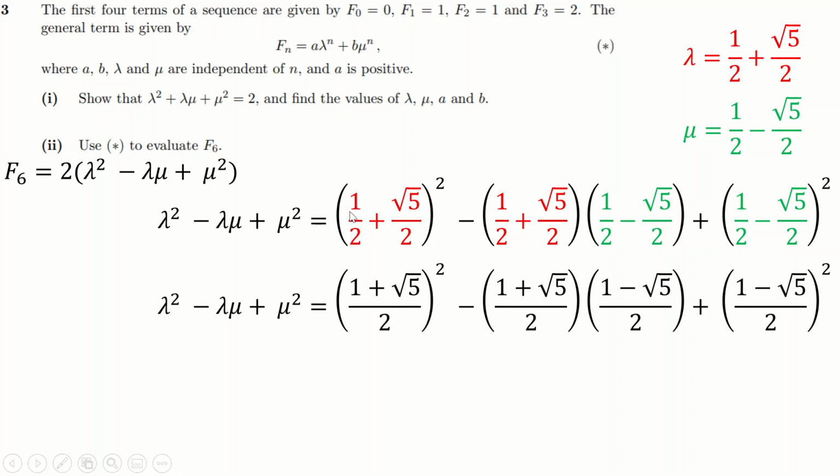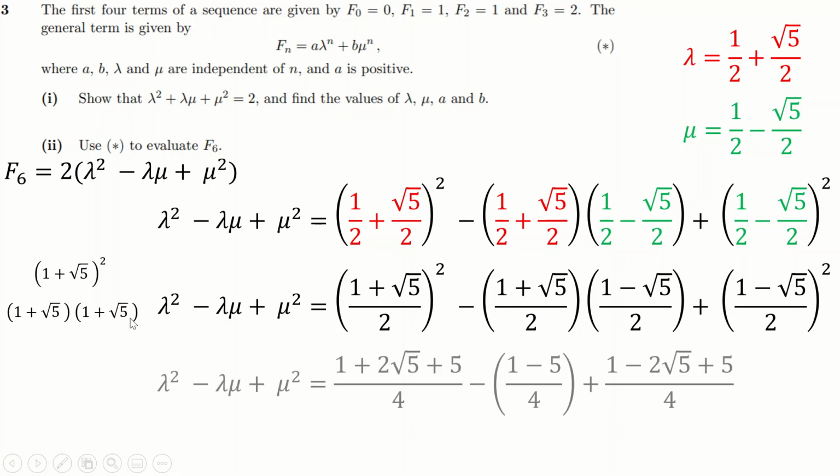So I can say this is 1, I can just add the numerators because the denominators are the same. So it's 1 plus root 5 over 2. And likewise, I've done that for all of them. Right? And now when I square this, just be a bit careful. You square the numerator and the denominator separately. So the denominator is obviously 2 squared, which is 4. The numerator is 1 plus root 5 all squared, which is 1 plus root 5 times 1 plus root 5. Let's do this. It's 1 plus root 5 plus root 5 plus 5.